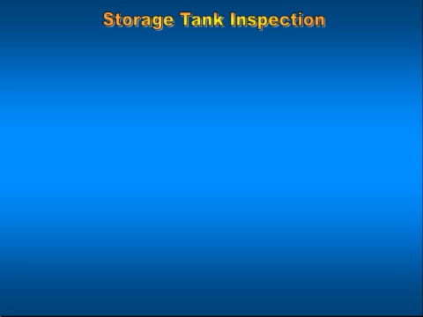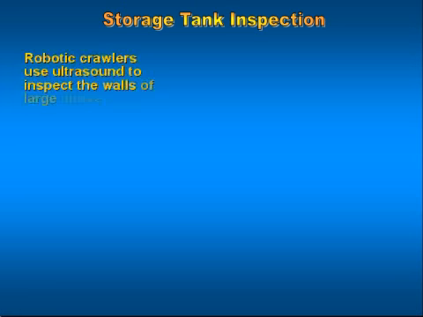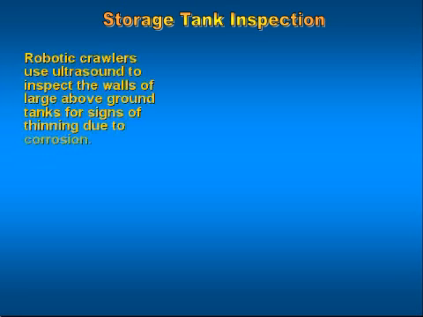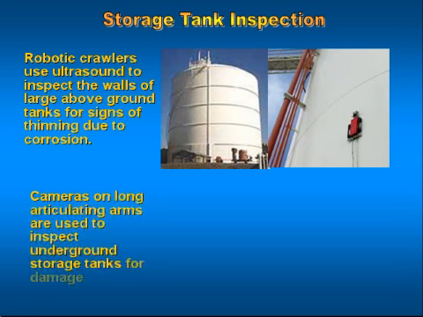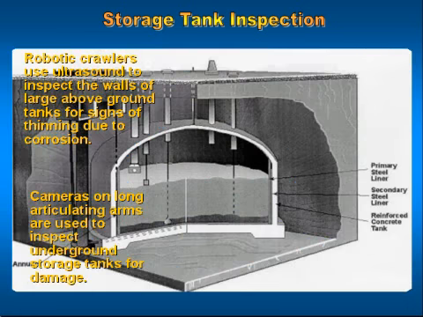Storage tank inspection. In the two images on the top of the slide, robotic crawlers use ultrasound to inspect the walls of large above-ground tanks for signs of thinning due to corrosion. In the bottom two pictures, cameras on long articulating arms are used to inspect underground storage tanks for damage.